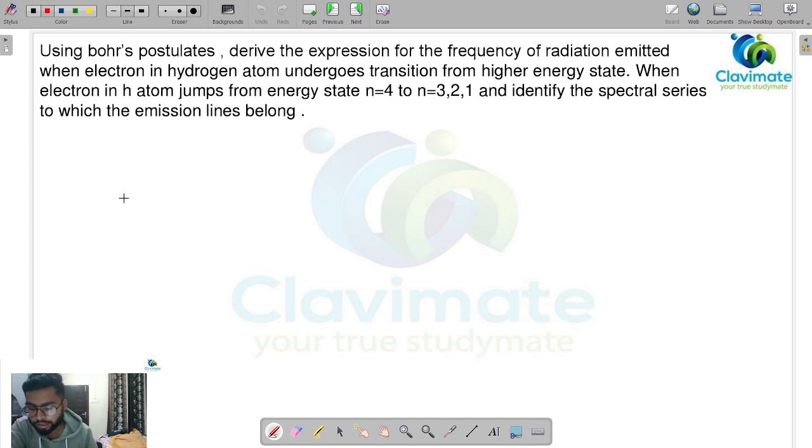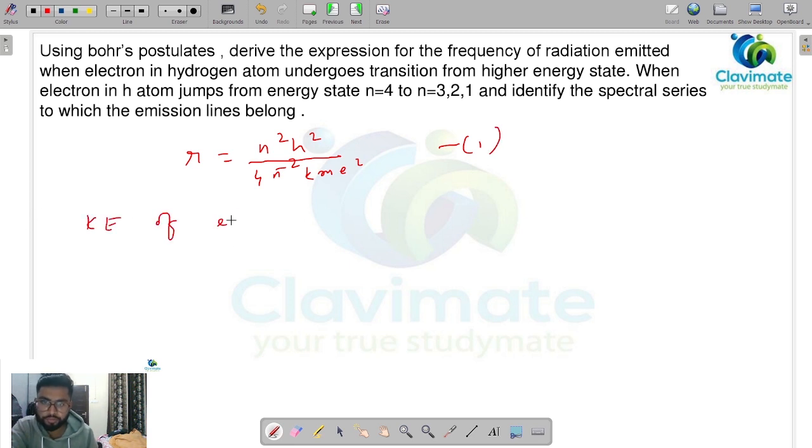Okay, so firstly, we note the radius of the electron orbit is given by r equals n square h square divided by 4 pi square k m e square. So let's keep it as equation number 1. And the kinetic energy of the electron, Ek is equal to 1 by 2 mv square is equal to ke square by 2r.